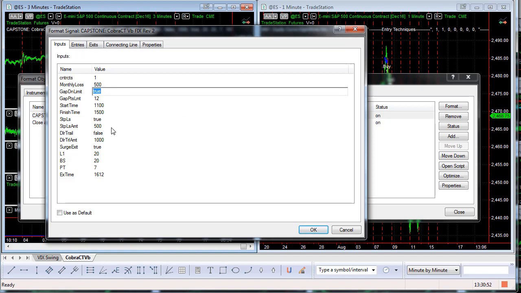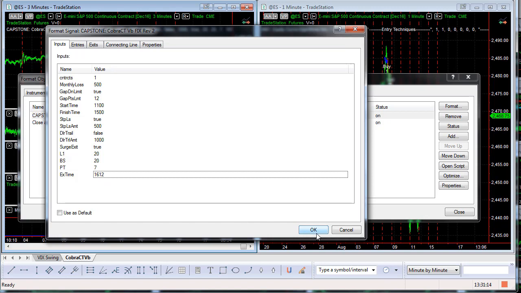Then you set all these other settings the way they are set up based on Eastern Standard Time. If your computer is on a different time zone than Eastern Standard Time, then you'll need to change these time-based inputs, which are start time, finish time, and exit time, for your difference from Eastern Standard Time. For example, if you're in Central Standard Time, this would be 1000, this would be 1400, this would be 1512. And so that is the setup.